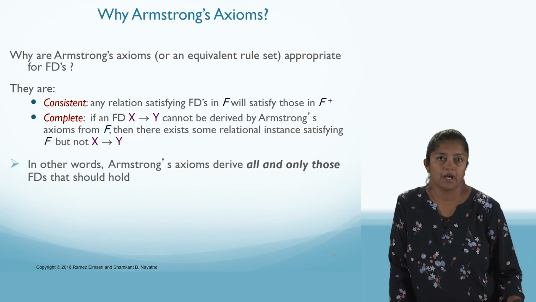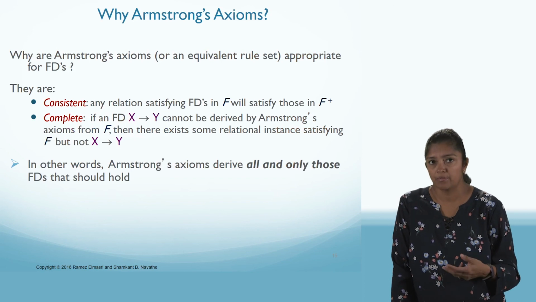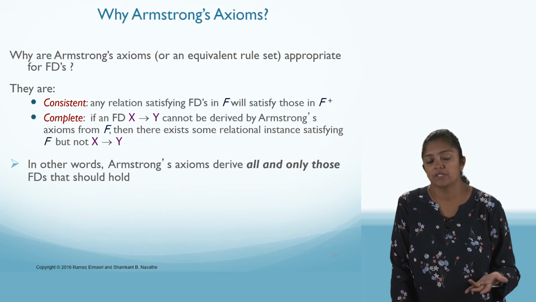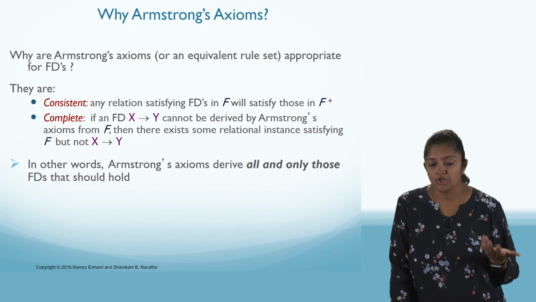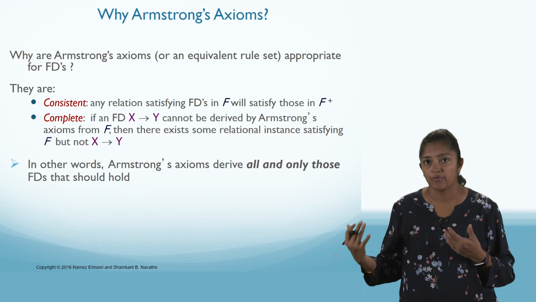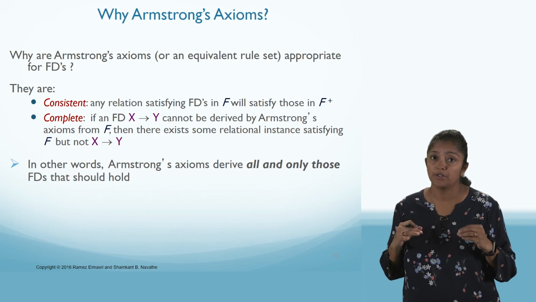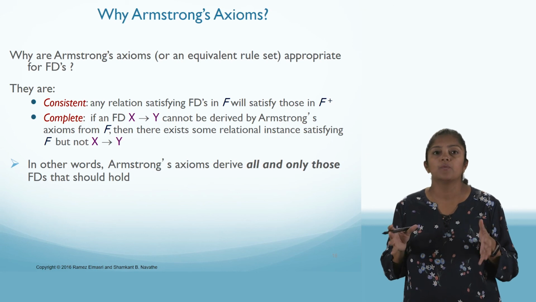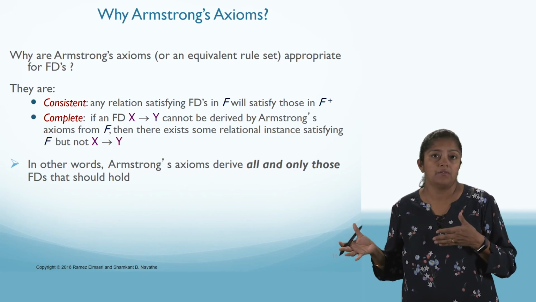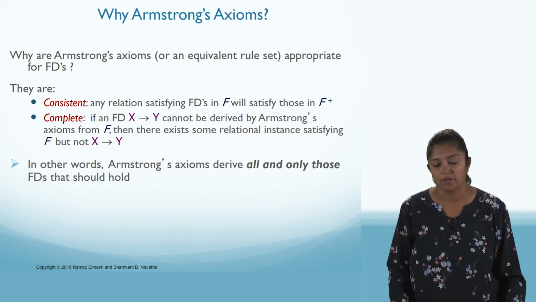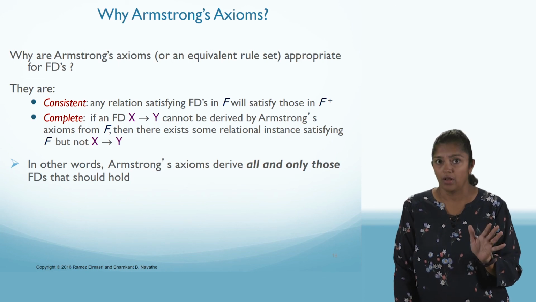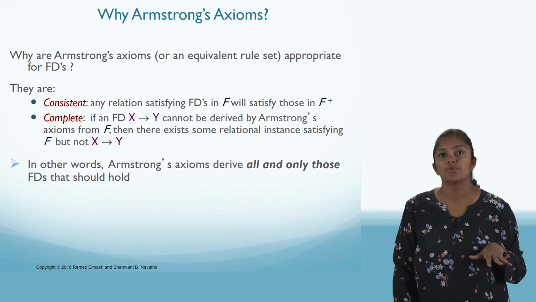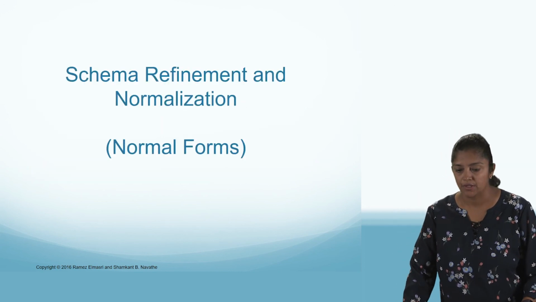Now, why are we using Armstrong's axioms and functional dependencies? The reason we are discussing this is that this theory is consistent and complete. So we can be sure that by applying these axioms, we have a consistent set of functional dependencies, and at the same time we can be sure that the set we have is complete. Using this, we will be able to come up with a better design for our schemas. Armstrong's axioms derive all the FDs and only those FDs that should hold. That's the reason we are using them.